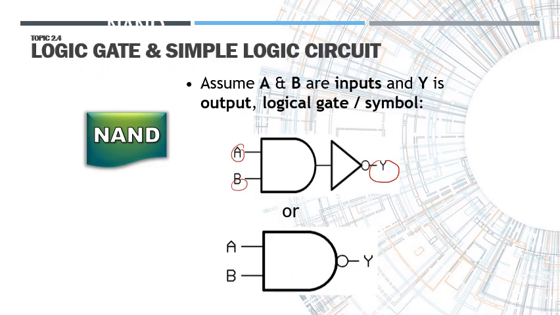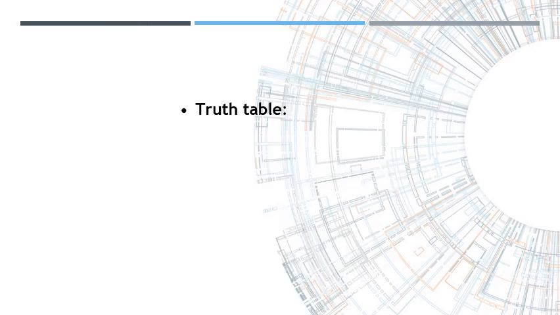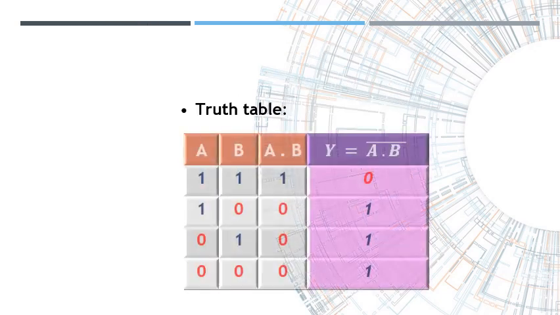Alright. Or we can use this one, combine. You can use A, B for input and with the not here. So this is a symbol. The truth table here.